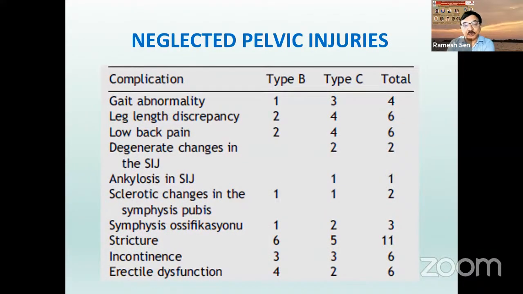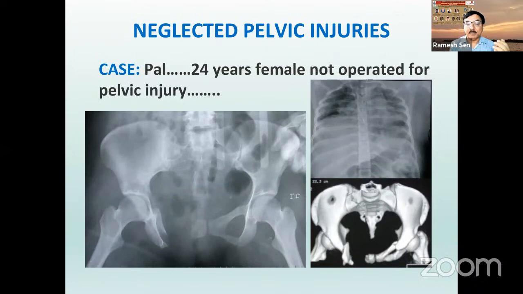Now, actually, if we are not operating on these patients in time, what is happening? If you look at this from the records, gait abnormality, limb length discrepancy, backache, and not many changes, which has already been enumerated in the first talk also, not many things can happen. But is that problem of a position really giving us a problem? Now, this is a 24-year-old female who had a significant injury, probably at the time some fat embolism developed. This injury was not taken care of.